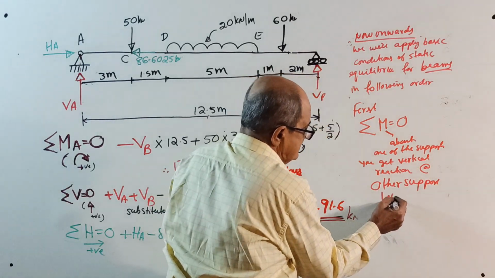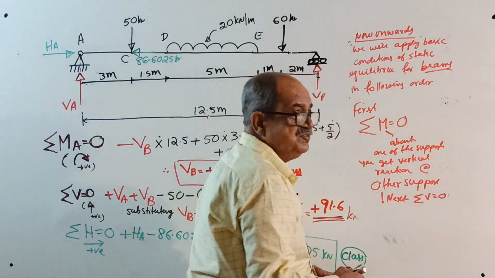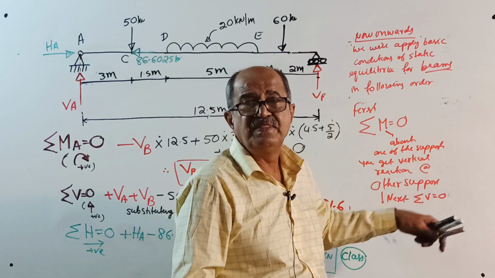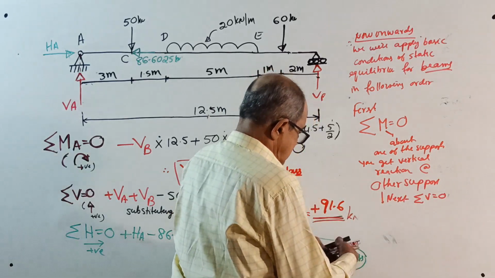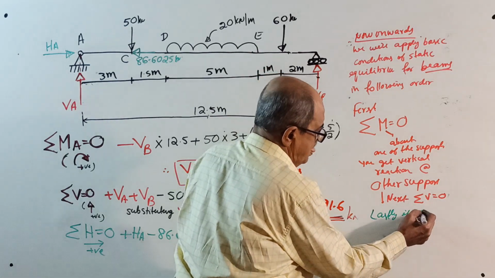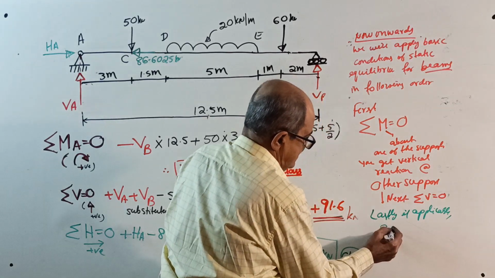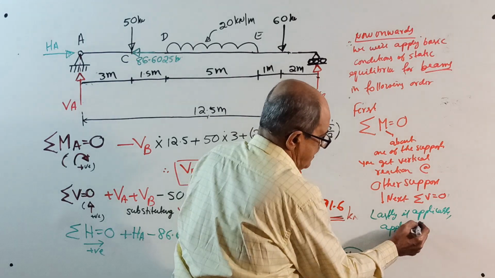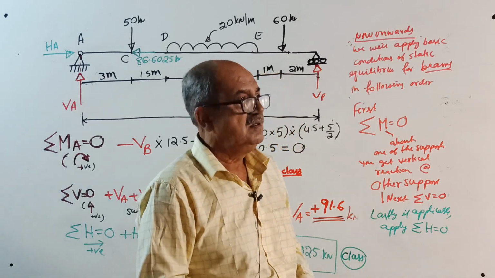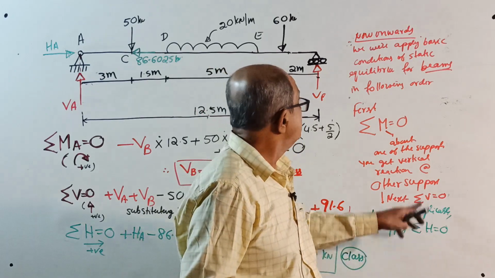Next, sigma V equal to 0. Both the reactions will come, vertical reaction, but one of them is already known. You get the one more reaction. Lastly, if applicable, apply sigma H equal to 0.